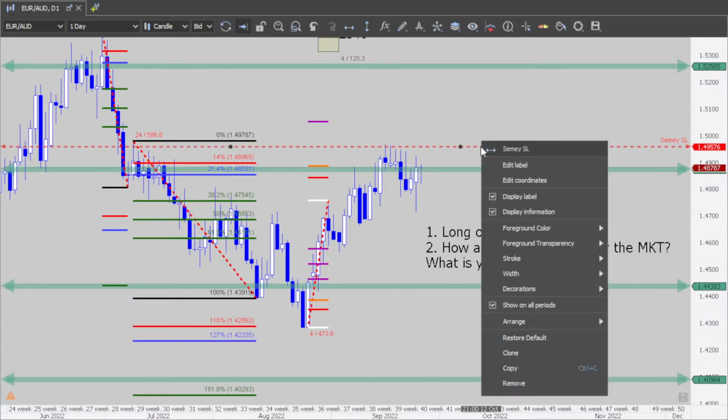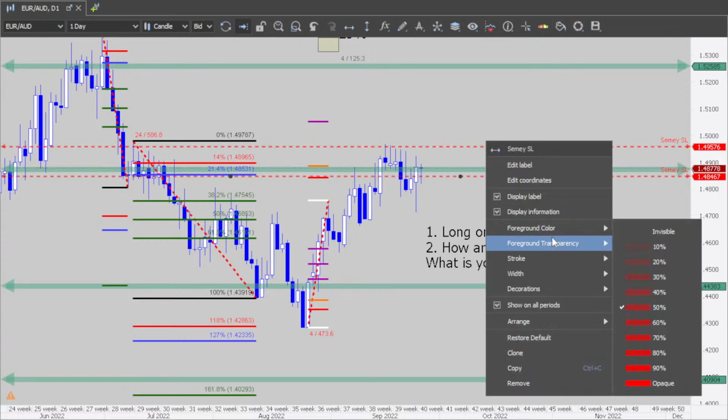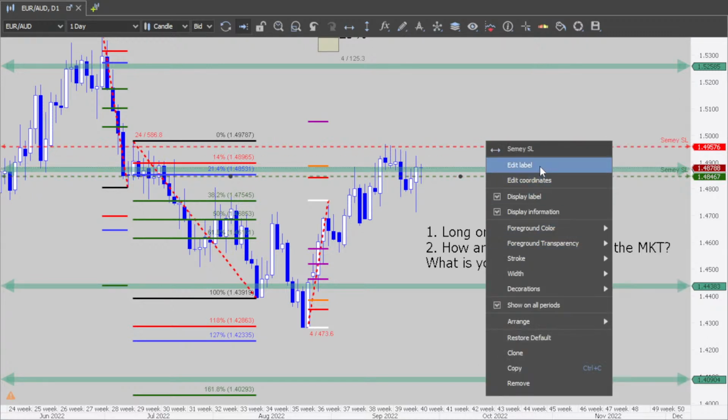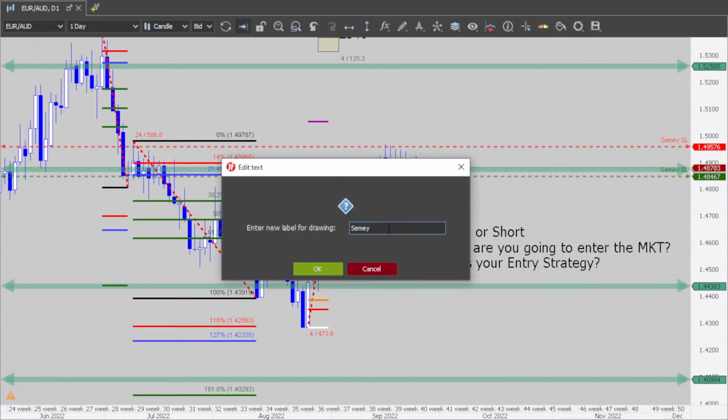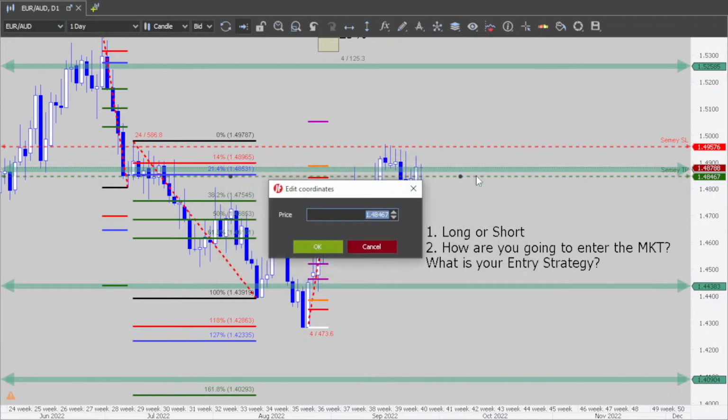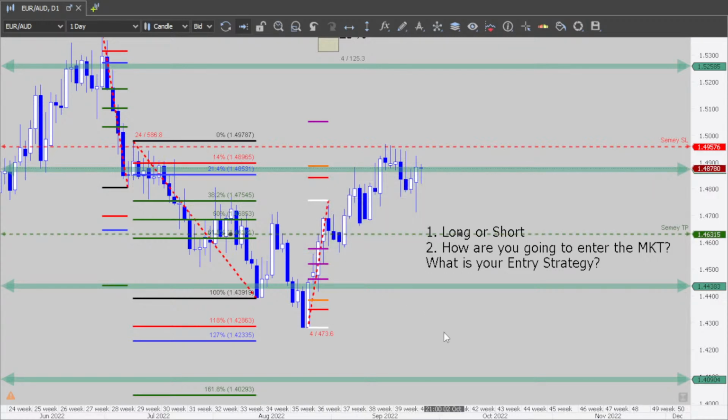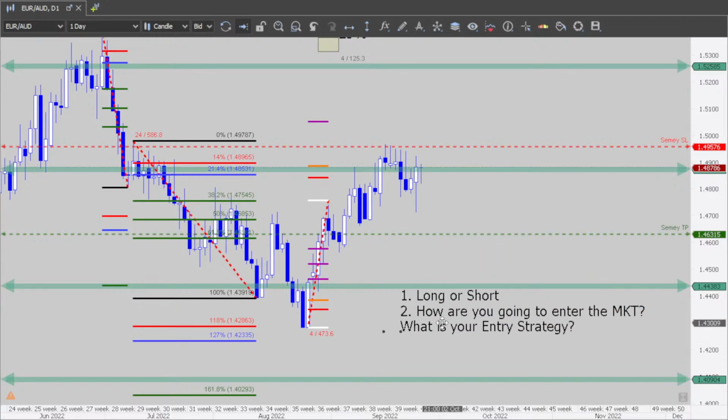Take profit. Okay, so clone and change colors, edit label, take profit, coordinates 1.46315. There you go. Say me what was the price of your entry, and lastly, the most important thing of all, is what pattern are you shorting?